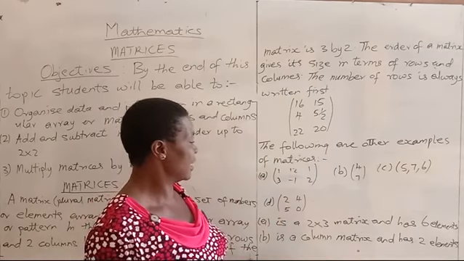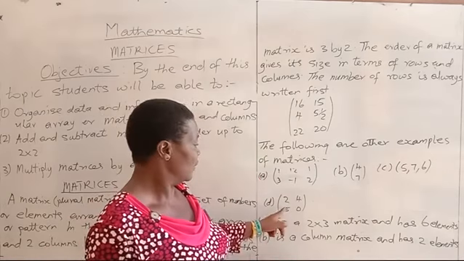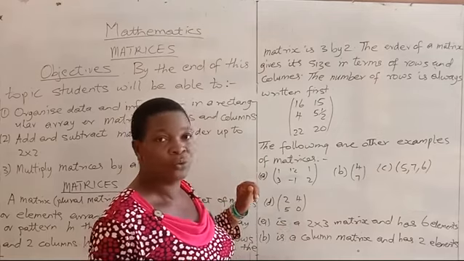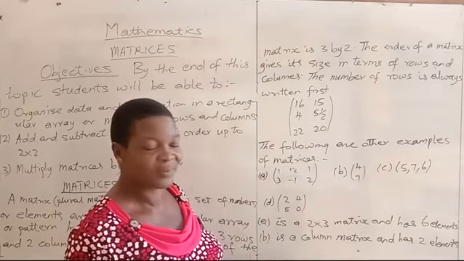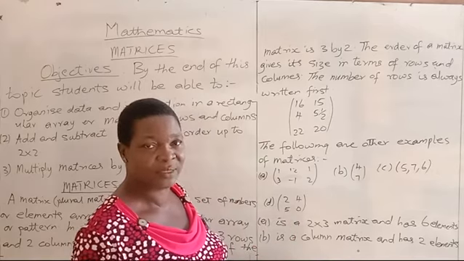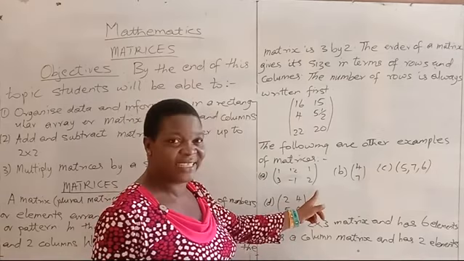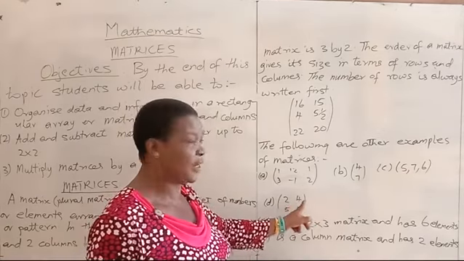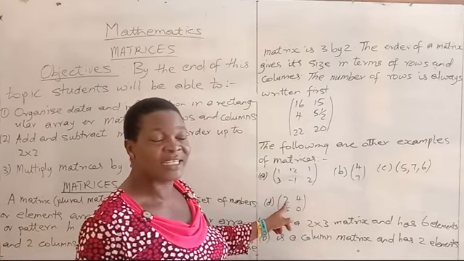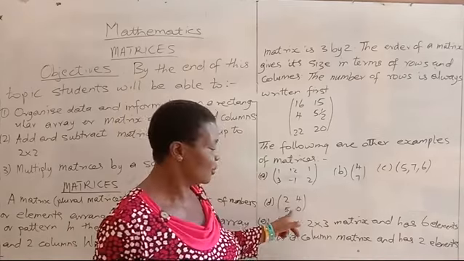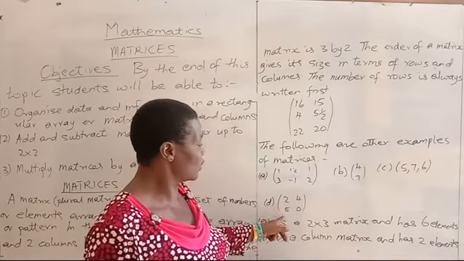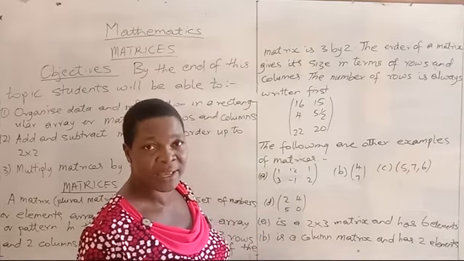This is another example. This has 2 rows and 2 columns. It has a special name. If by length you draw a shape here, you can see that it will give you a square because it has 2 rows, 2 columns. It is called a 2 by 2 square matrix.